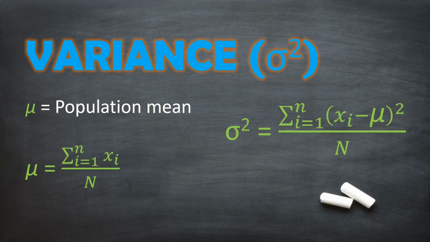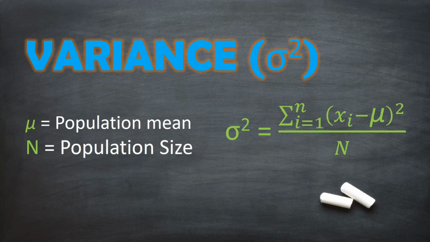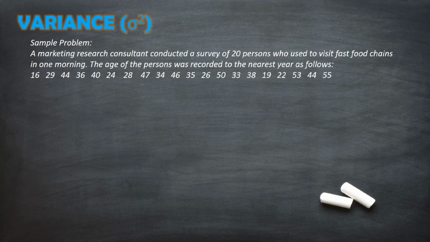In simple terms, you can also consider this the average, where we add all the data given and divide it by the total population, or the total number of data given. So going back to variance, again, u is the population mean and n is the population size. To understand this better, let's have a sample problem.